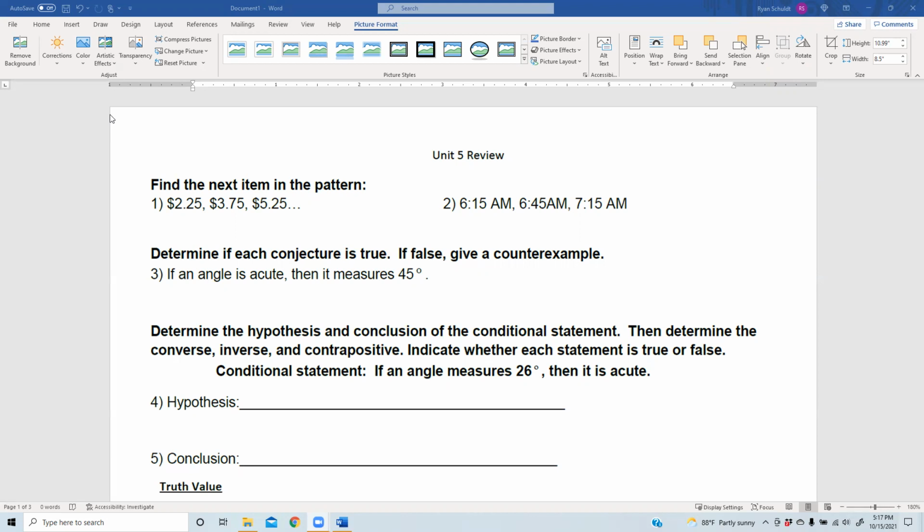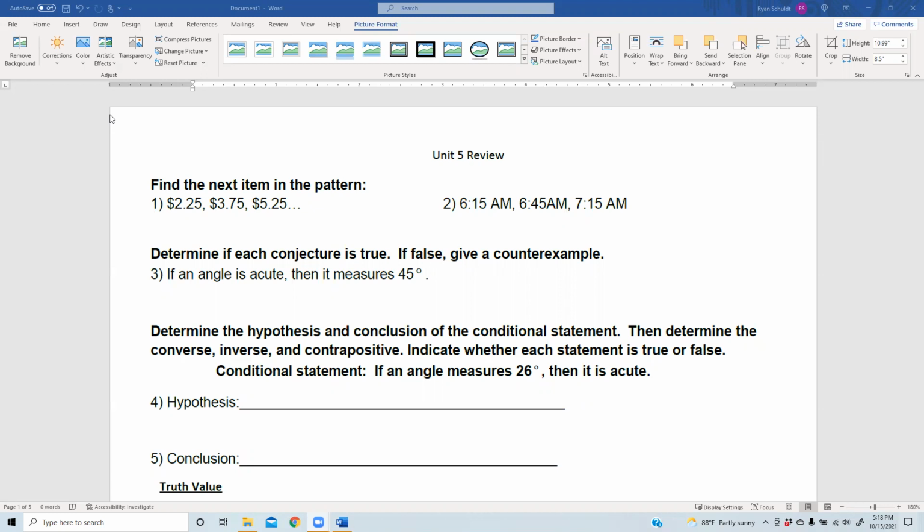Okay, so in Unit 5, we covered a few different topics. First, we talked about logic with our conditional statements and patterns. Then we started talking about slope and writing the equations of lines. And then we talked about parallel lines cut by transversals. So this test is going to be over all three of those topics, and our review covers all three. So let's look at the first bit.